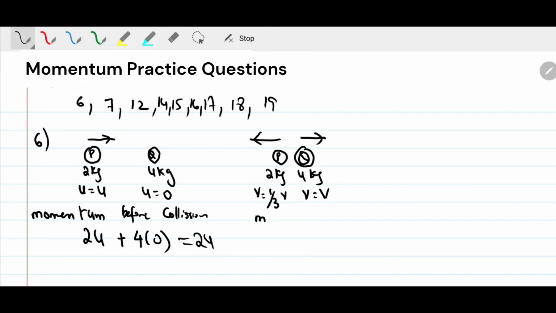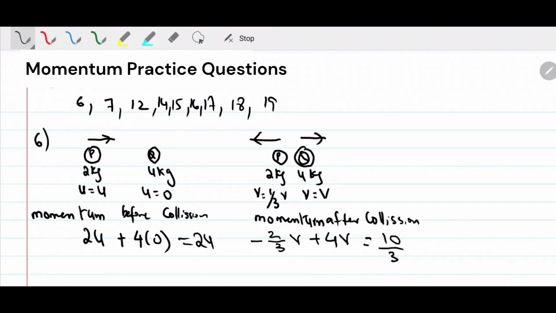So momentum after collision is 2 upon 3V, minus 2 upon 3V plus 4V. Why minus? Because P is moving in the opposite direction. So this turns out to be 10 upon 3V.